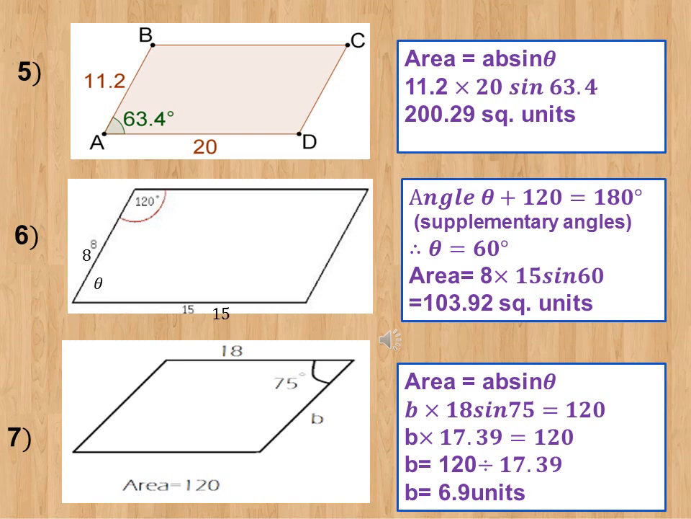So any item can be missing. The area can be missing, the angle can be missing, or one of the sides can be missing. Once you have the formula, the area of a parallelogram is AB sine theta, then you can always find whatever is missing.